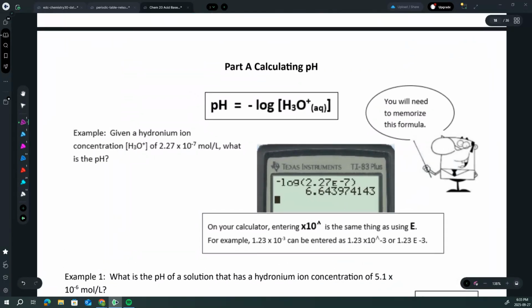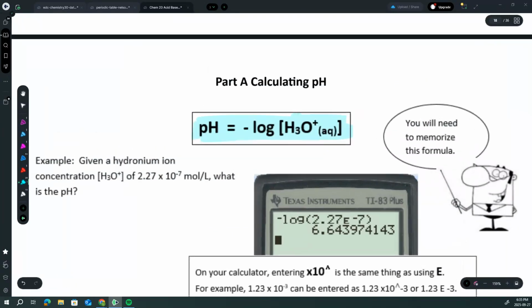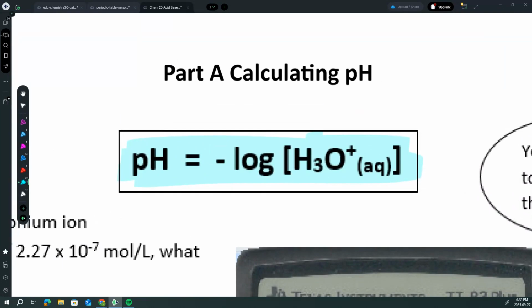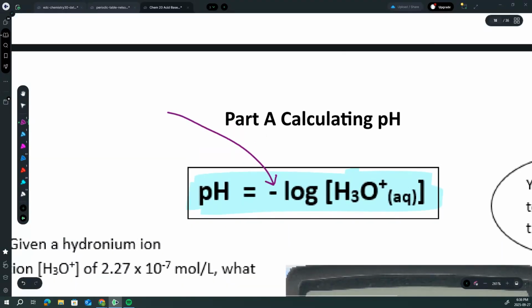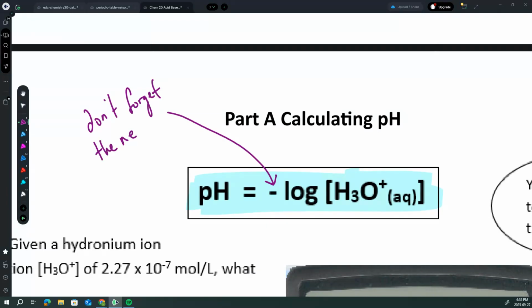All right, moving on to calculating pH. This is an important formula for calculating pH. It says that we're going to find pH if we take the negative log of the concentration of hydronium. Oftentimes the thing that causes students the most grief is forgetting the negative. So don't forget the negative. If you get a weird number for pH, you probably forgot the negative.